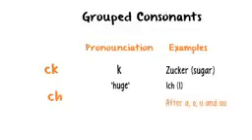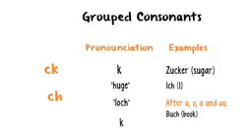In the second case, there's a specific rule. After the letters A, O, U, and AU, it's pronounced like the guttural CH in the Scottish loch. Here we have the example of the word Buch, which means book. In the third case, the CH can also be pronounced like a K if it is at the beginning of a word. Here we have the example of the word Charakter, which means character. Zucker, ich, Buch, Charakter.